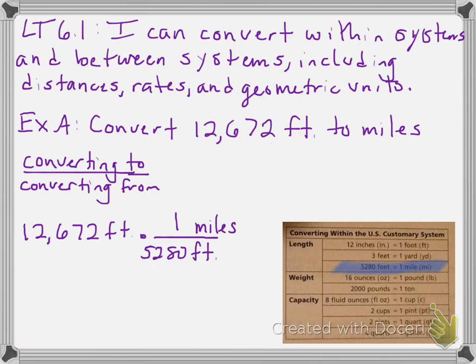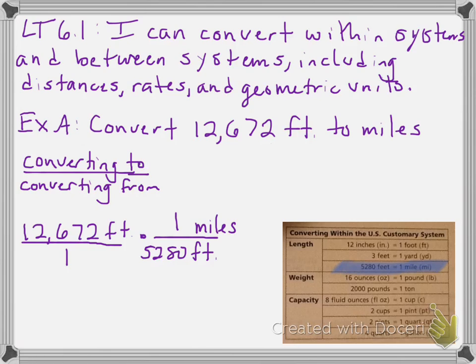You guys might remember from the past when I taught you this in geometry, I have you set both things up as a fraction. So we're going to put this 12,672 feet over 1 just to make it a fraction. It's just easier when you get multiple steps to worry about your multiplication, because you know that when multiplying fractions, you multiply straight across.